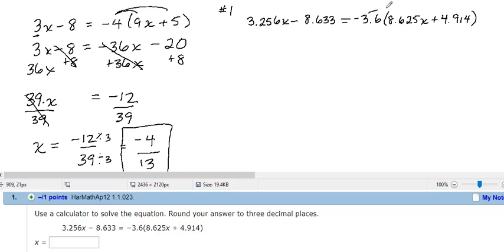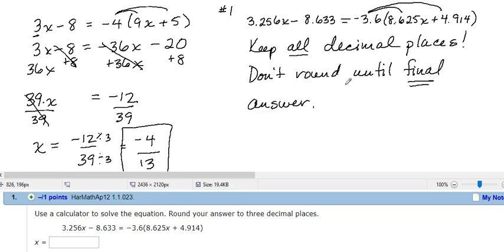So the first step will be to distribute this through negative 3.6 times 8.625 and keep all the decimal places. You don't round until your final answer, so keep all of your decimal places, write it down on a piece of paper, and then when you're all the way done, you will round to 3 decimal places.